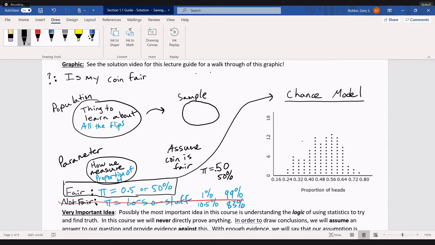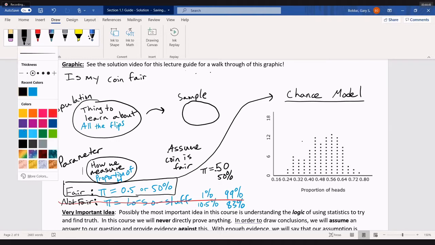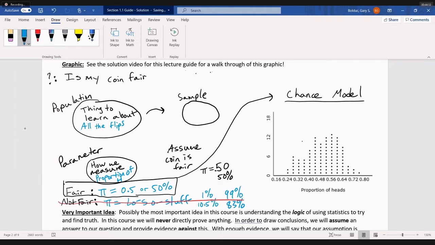So in order to do that, we would take some number of actual coin flips. So for example, maybe we would do 25 coin flips. That's our sample, right? And let's just make something up. Let's say that we ended up with 12 out of 25 heads. So 12 heads out of the 25 total was our statistic. So that's the statistic.